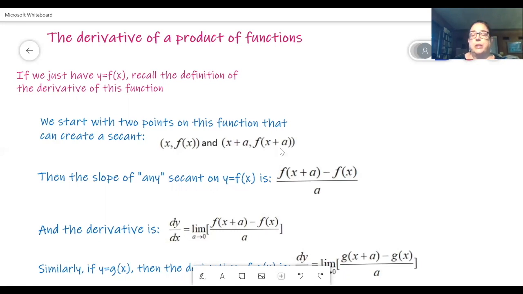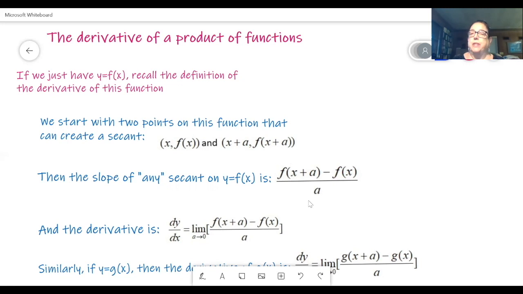We can have 2 points on that function, even though we have no idea what the function is. So we can have a point at any value x, and the y value is f of x. And then any value that could be close to it, x plus some amount a, and the function at x plus a, f of x plus a. So then the slope of the secant is the difference between the y values, f of x plus a minus f of x, divided by x plus a minus x, which is just a.